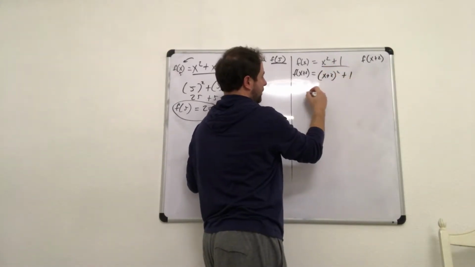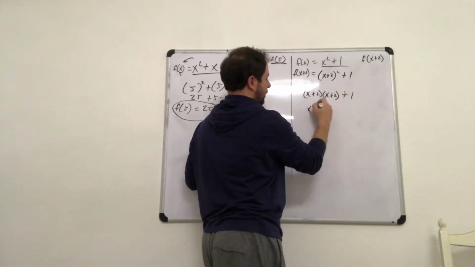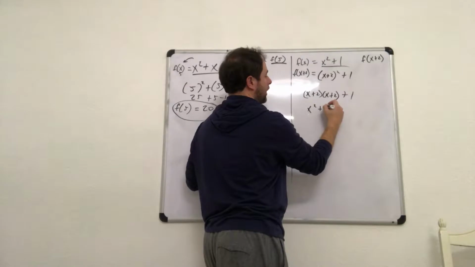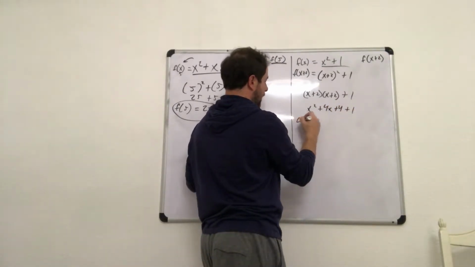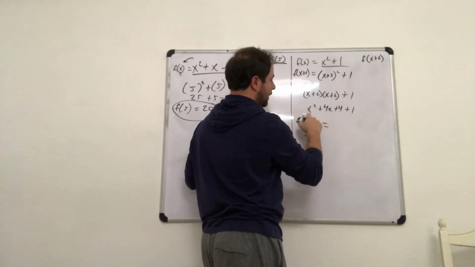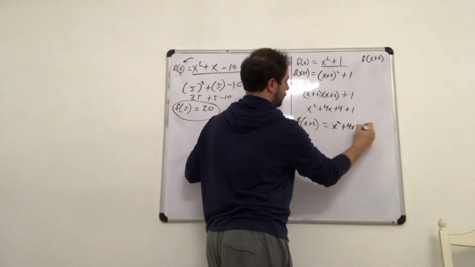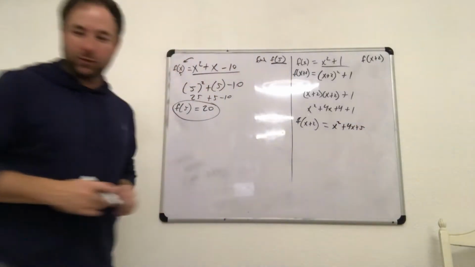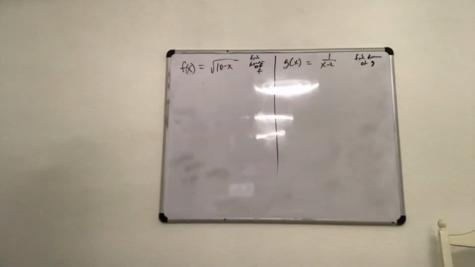Remember, when you square something, it's (x plus 2) times (x plus 2) plus 1. So you get x squared plus 4x plus 4 plus 1. So you get f of x plus 2 equals this answer right here: x squared plus 4x plus 5. And so that is the answer to that function there.